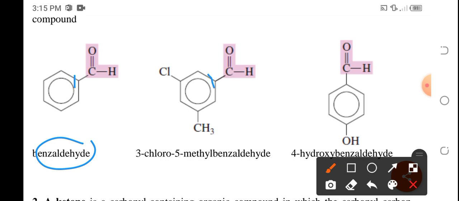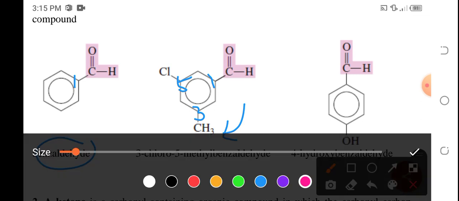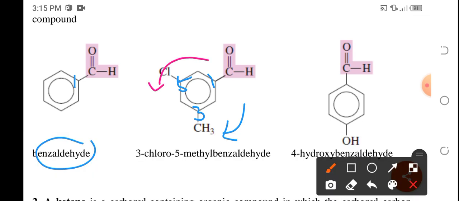So for this case, we have carbon number 1 at the position where the carbonyl carbon is attached. This could be numbered clockwise or counterclockwise for as long as you come up with the smallest set of numbers. If done clockwise, this is carbon number 3 and this is carbon number 5. However, if you do it counterclockwise, this is also carbon number 3 and carbon number 5. So they are both 3 and 5, so the tiebreaker would be the alphabetical listing.